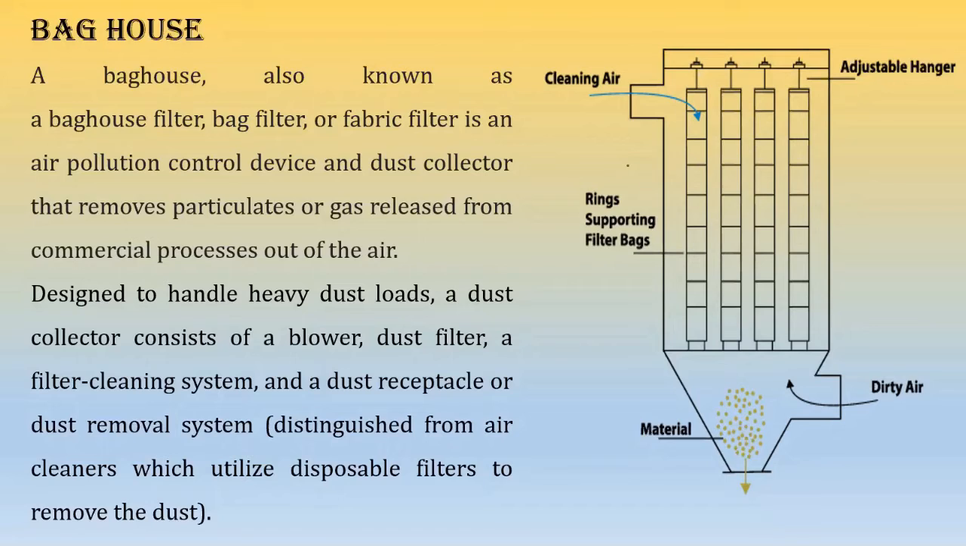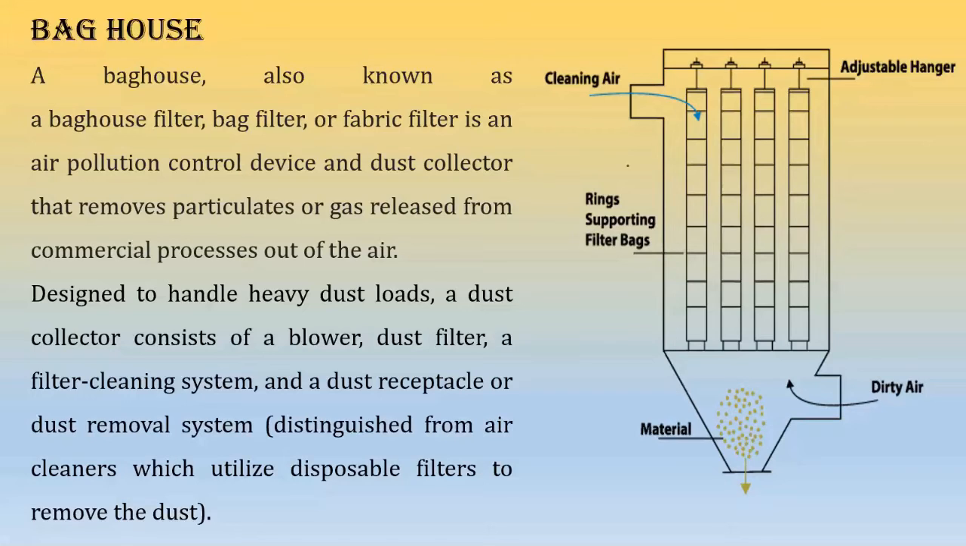A baghouse, also known as a baghouse filter, bag filter or fabric filter, is an air pollution control device and dust collector that removes particulates or gas released from commercial processes out of air. It is designed to handle heavy dust loads. A dust collector consists of a blower, dust filter, a filter cleaning system, and a dust receptacle or dust removal system. It is distinguished from air cleaners, which utilize disposable filters to remove dust. So this is not an air cleaner.